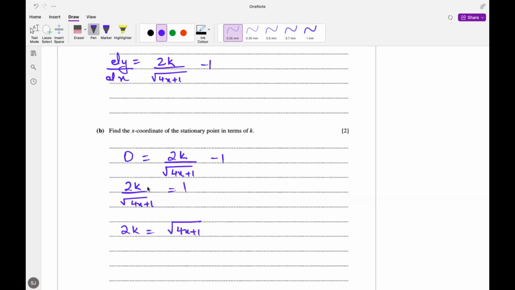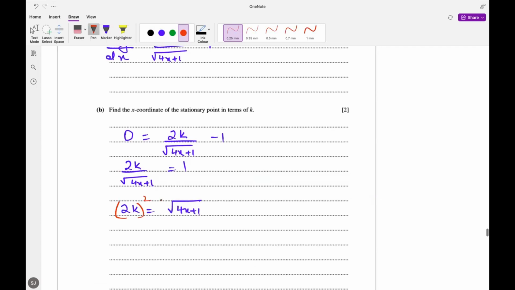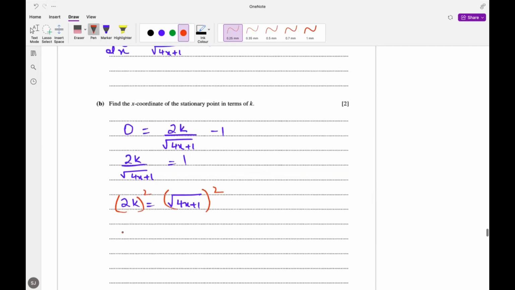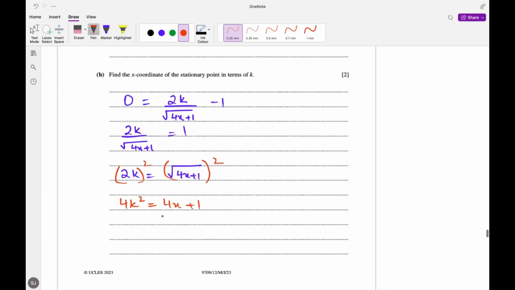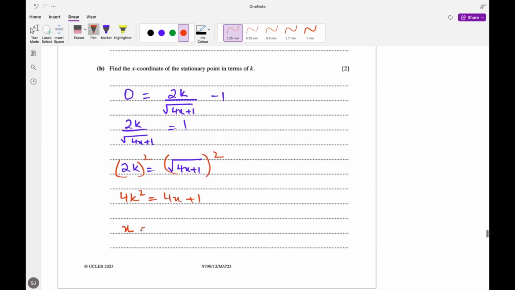Now to find the x coordinate in terms of k, we'll first take the square on both sides. So squaring both sides, we get 4k squared is equal to 4x plus 1. Now making x the subject, we get x is equal to (4k squared minus 1) divided by 4.